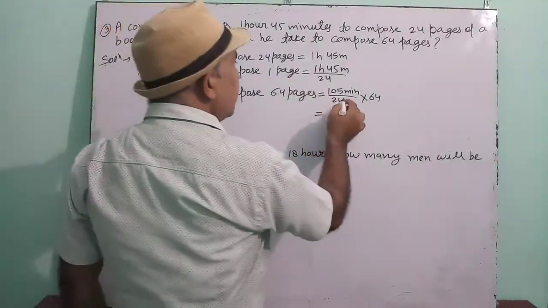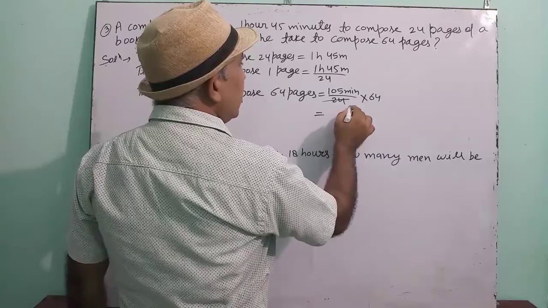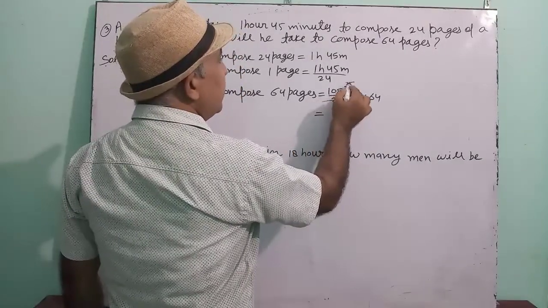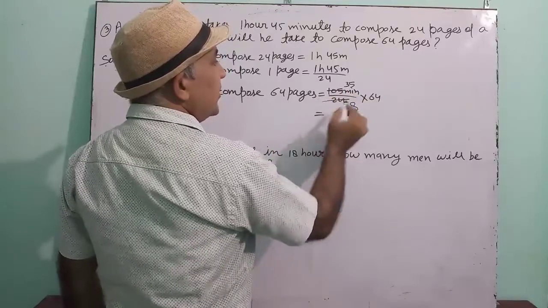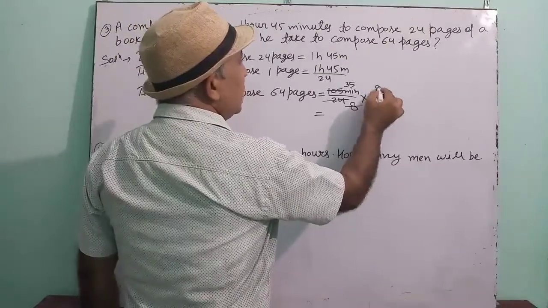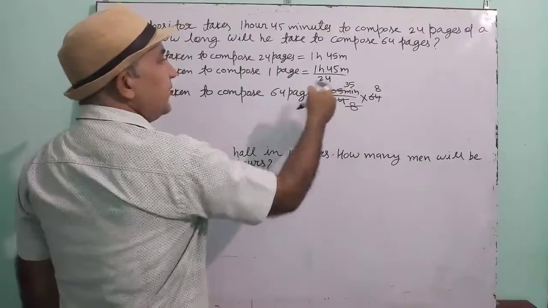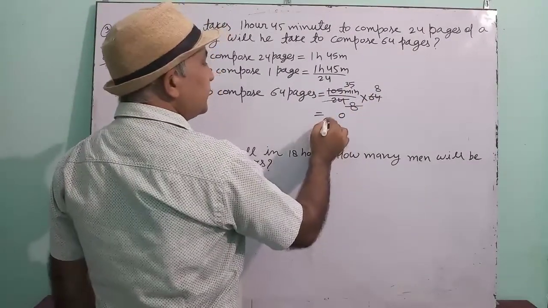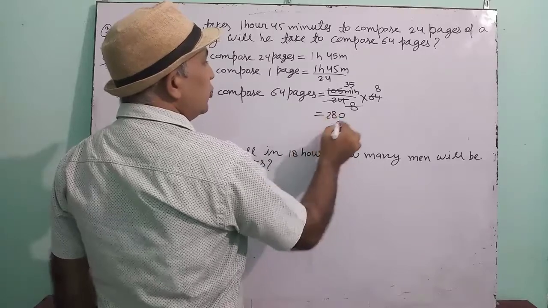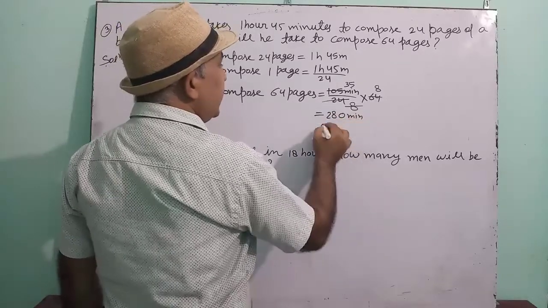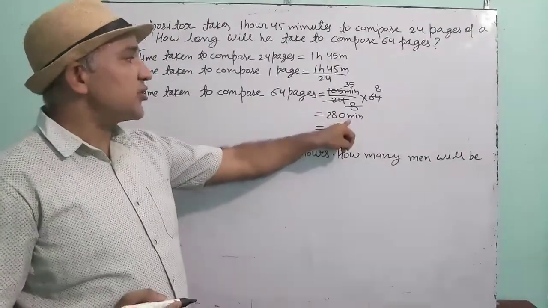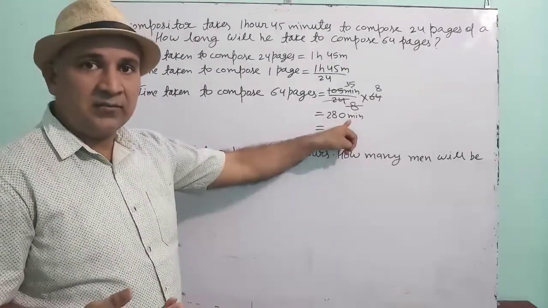Now solve it. 3 dividing 24 by 8 times, 3 dividing 105 by 35. 8 dividing 64 by 8 times. 8 into 35. 8 into 5 is 40. Now 280 minutes. We know that 60 minutes is equal to 1 hour.